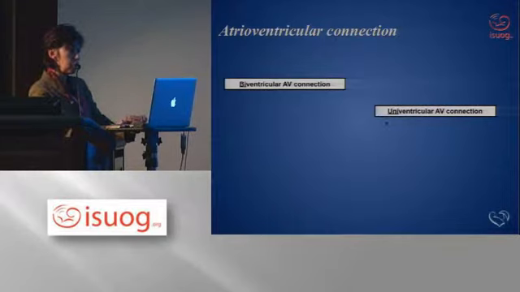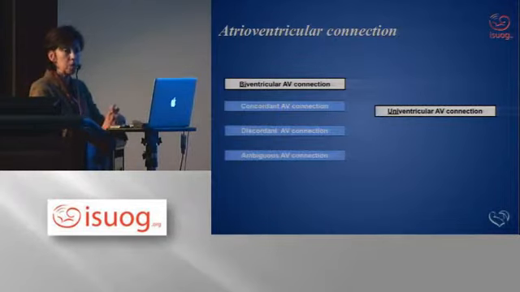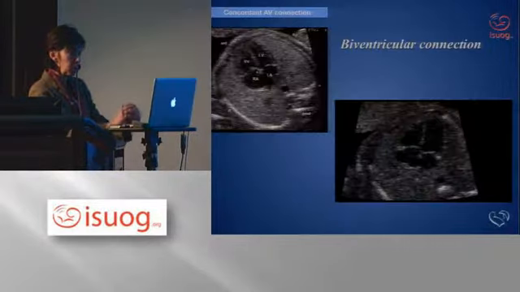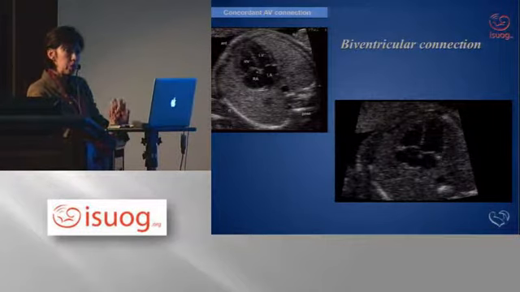For biventricular connection, there are three possibilities: concordant, discordant, or ambiguous. For the univentricular connection, again, we have three possibilities: an absent right connection, an absent left connection, or double inlet ventricle. So we're going to start with the biventricular connection.